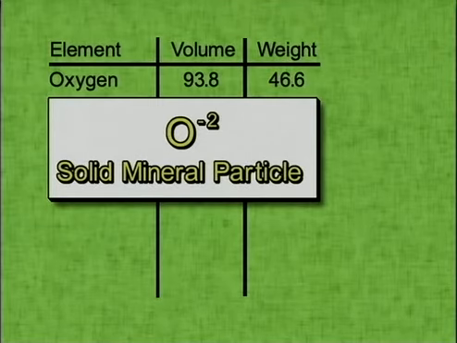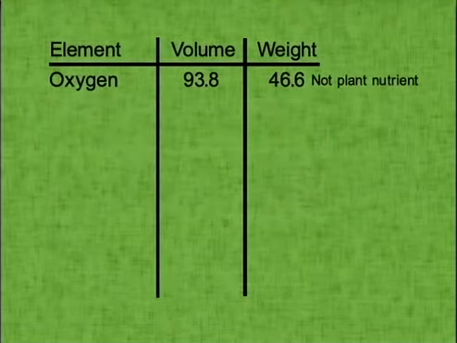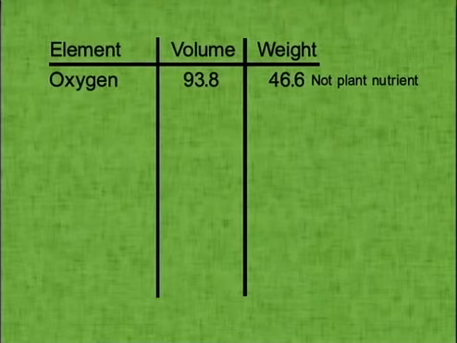However, we should also realize that this type of oxygen is not going to ever become available and taken up and utilized by plants for growth. So almost 50% of the weight of the mineral matter is comprised of an element which is not something that plants need or can utilize directly from mineral matter in the soil for growth and development.